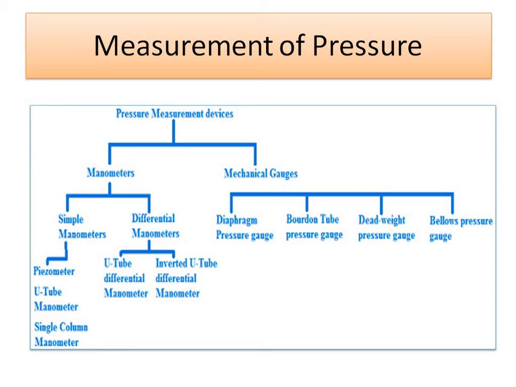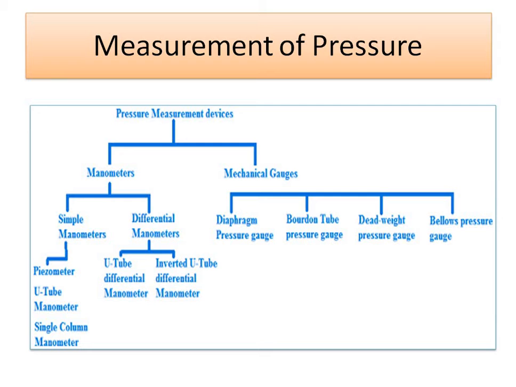Manometers are again classified into two categories, simple manometers and differential manometers, whereas mechanical gauges are classified into four categories: diaphragm type, Bourdon tube type, dead weight pressure type, and bellow pressure type. All those mechanical pressure gauges depend on the elasticity of the material used. In a diaphragm type gauge, the diaphragm is displaced due to the increase in pressure. In a Bourdon tube type gauge, a C-shaped elliptical cross-section tube is used, where the tube tries to straighten due to the applied pressure.